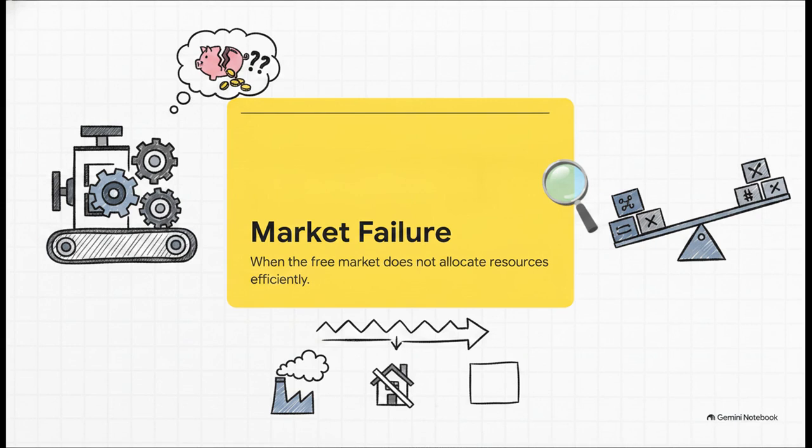We kind of like to think of free markets as these perfectly efficient, well-oiled machines, right? But the reality is they have inherent bugs, which is exactly what economists call market failures. This happens when the basic price mechanism just completely ignores the hidden costs and benefits of producing something. And that leads to goods being overproduced, underproduced, or honestly, sometimes not produced at all.